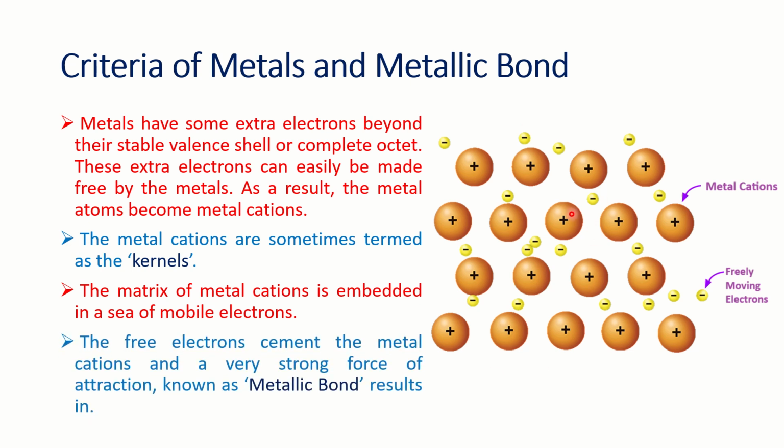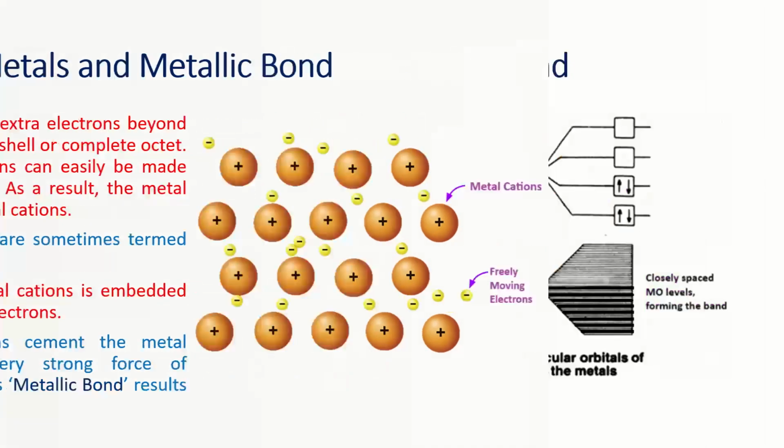The free electrons cement the metal cations, and a very strong force of attraction known as the metallic bond results. That means if you are building a wall, you use bricks, and between two bricks you apply a cement sand mixture. This role of the cement sand mixture is played by these electrons here. These two are the bricks and these are the cement sand mixture. This way, electrons are cementing these two cations, and as a result a very strong bond results, which is known as the metallic bond.